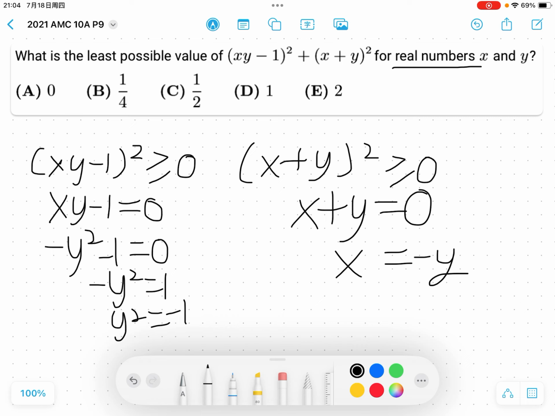So now we don't know what to do because there are 5 options here. If we test them out, it will waste a lot of time, and clearly 0 doesn't work. So let's try the second method.